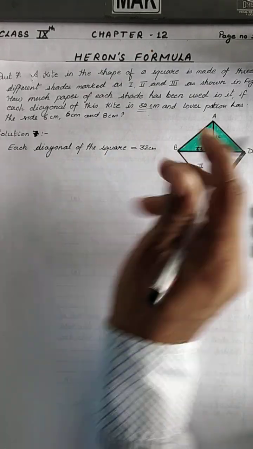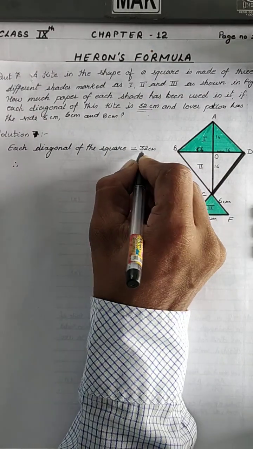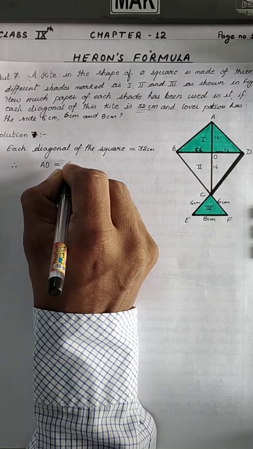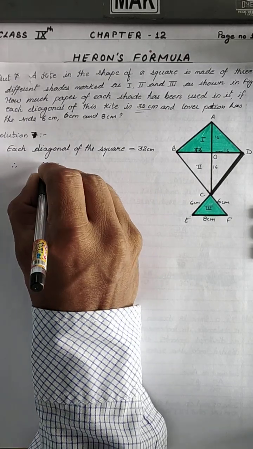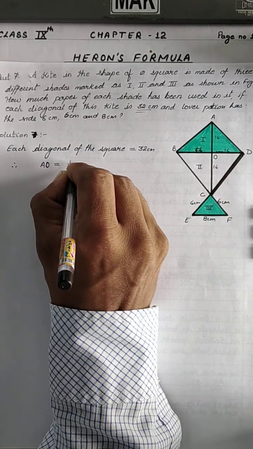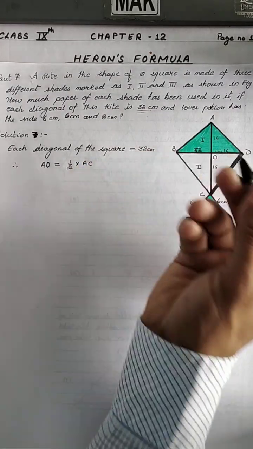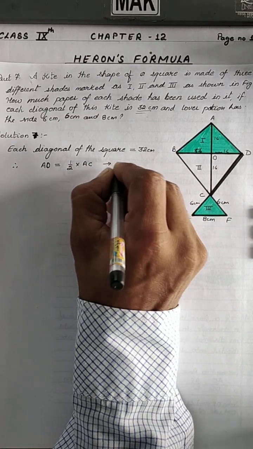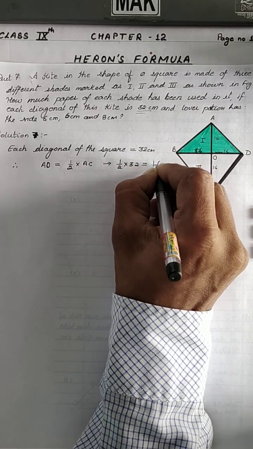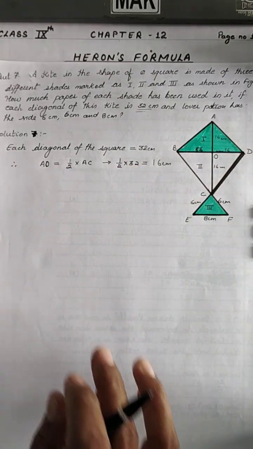So we will find the paper required to make the kite. In this, the diagonal is given as 32 centimeters. So AO is half of the diagonal, that is AO equals half multiplied by AC. Half of AC is 1 upon 2 multiplied by 32, which equals 16 centimeter. I have already written 16 centimeter and 16 centimeter here, but it is proved now.